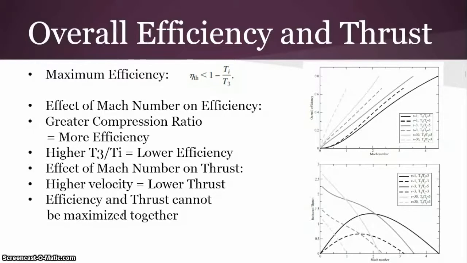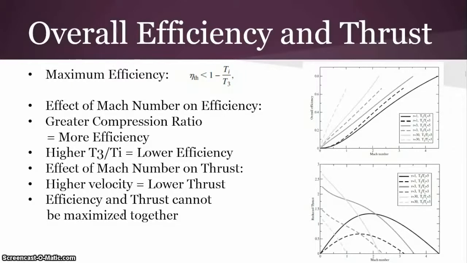Another important parameter in jet engines is the inlet temperature to the turbine, which is represented as T3 in the schematic before. This is the highest temperature reached by the air inside the engine. Using Carnot's theorem for maximum efficiency, we see that the thermal efficiency is restricted by the ratio of the inlet temperature, Ti, and T3.